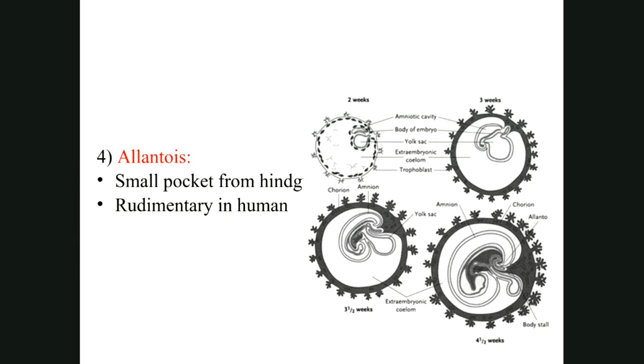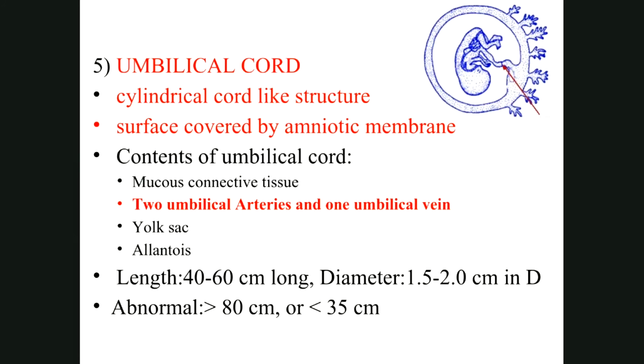The umbilical cord is a cord-like cylindrical structure, and it is covered by the amniotic membrane. It connects the fetus to the placenta. As you can see in this photo, the fetus is suspended from the placenta by the connection of this umbilical cord. Most importantly, we should know that it contains 2 umbilical arteries and 1 umbilical vein.